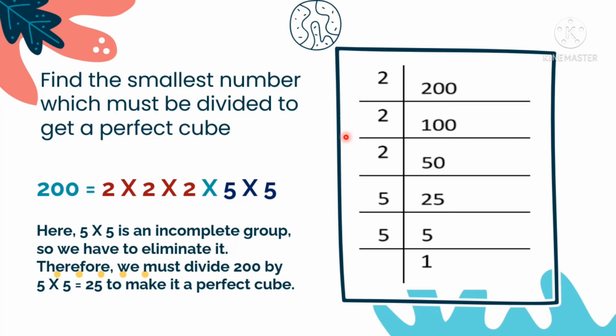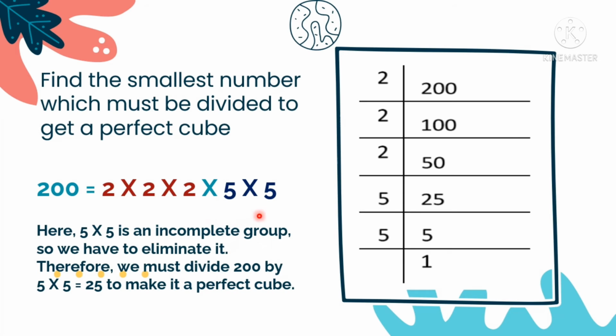So first we need to find the prime factors, and after finding the prime factors we see that 2 is grouped, but the two 5's are an incomplete group. Since we have to divide, we have to eliminate these two 5's from here. So 5 and 5 is an incomplete group, so we have to eliminate it. Therefore, we must divide 200 by 5 times 5, which is 25, to make it a perfect cube.